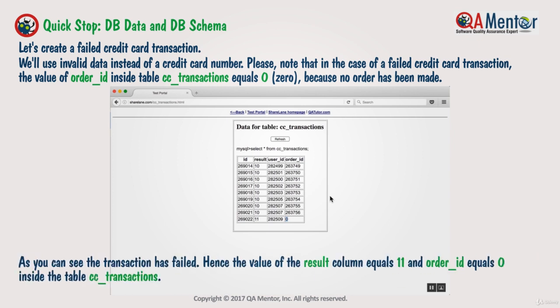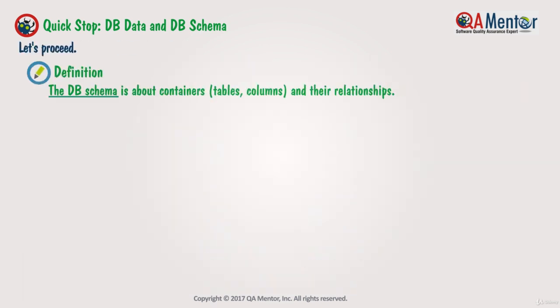As you can see, the transaction has failed, hence the value of the result column equals 11 and order ID equals 0 inside the table CC transactions. Let's proceed. The DB schema is about containers, tables, and columns, and their relationships. The DB data is the content of these containers.